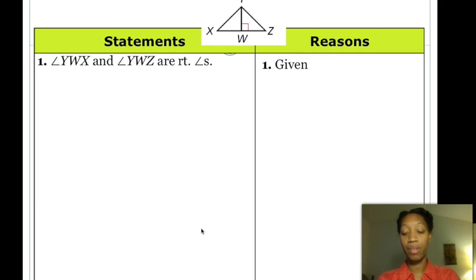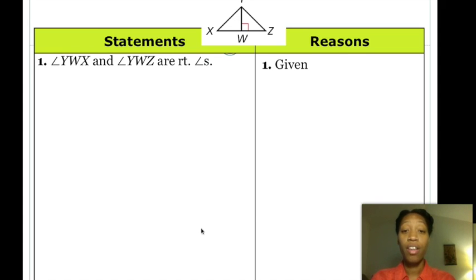And the last thing on the left side is always going to be ending with what you want to prove. So we start with what they give us, we end with what we're trying to get to at the end. So at the end, I already know my last statement is going to be that those two triangles are congruent.